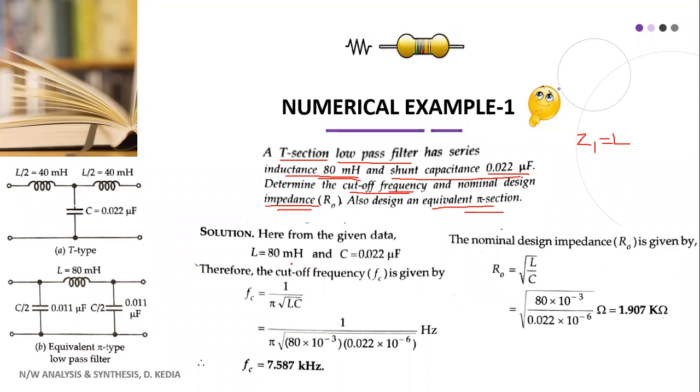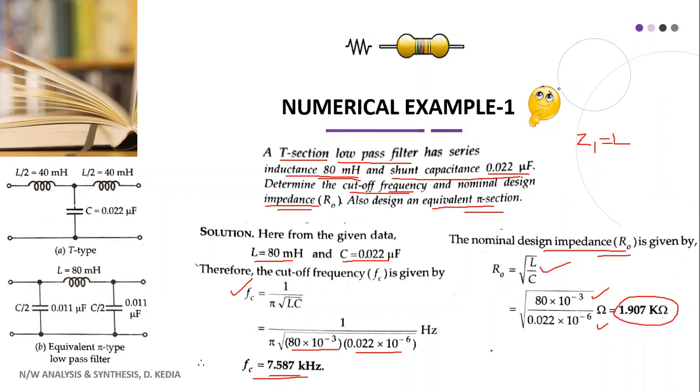So very simple. We have L, we have C. We need to first determine cutoff frequency. The formula for cutoff frequency is Fc is equal to 1 by pi under root LC. We substitute the value of L, 80 millihenry, then capacitance in microfarad, and if you solve, the cutoff frequency is 7.58 kilohertz. Then we need to find out design impedance. For design impedance, the formula is under the root L by C. We substitute value of L and C, and the design impedance comes out to be 1.907 kilo ohm.